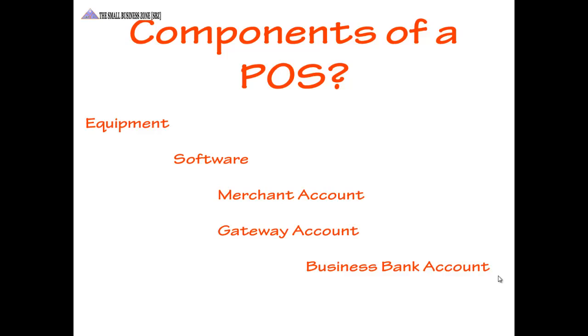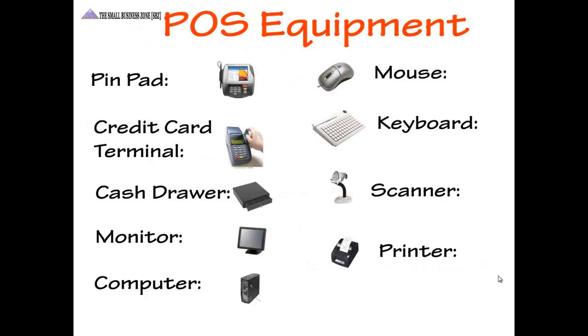The components of a POS system consist of the equipment, the software, the merchant account, the gateway account, and the business account. The equipment consists of a variety of different things. Which one you get will depend on what your needs are. The PIN pad allows you to accept both debit card and credit card payment.